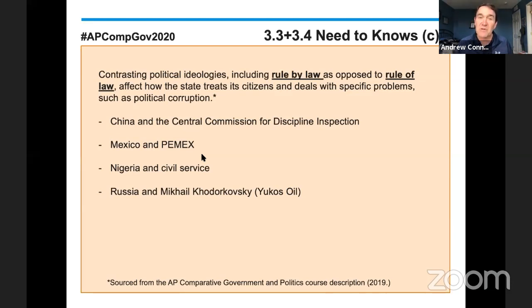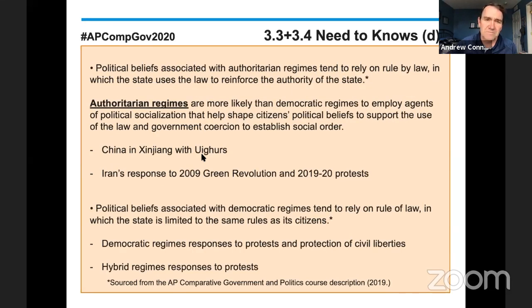And it can be an example of how the courts of Russia were used as a way to target a political opponent to President Putin. Again, more of an example of rule by law rather than rule of law. So political beliefs associated with authoritarian regimes tend to rely on rule by law, like I was mentioning before. And then a supplemental note, authoritarian regimes are more likely than democratic regimes to employ agents of political socialization that help shape political beliefs. I was talking about that last week as well.